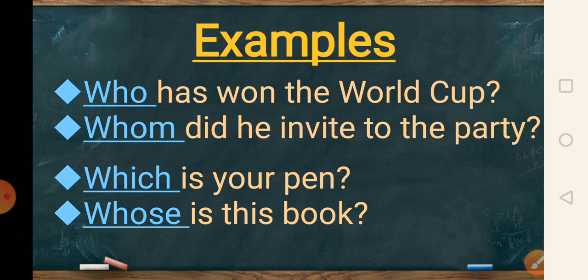Whom is used to ask about the object in a sentence, and whose is used to ask about the ownership or relationship of a noun. Which is used to ask the choice of a noun out of more than one option. What is used to ask about the subject or object.